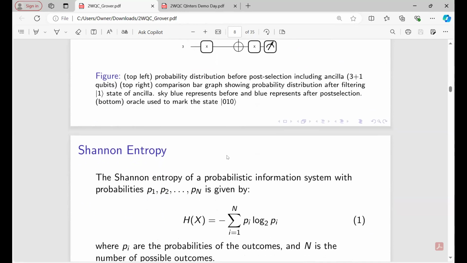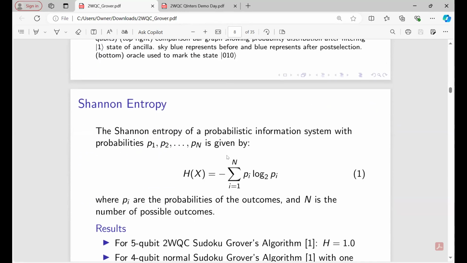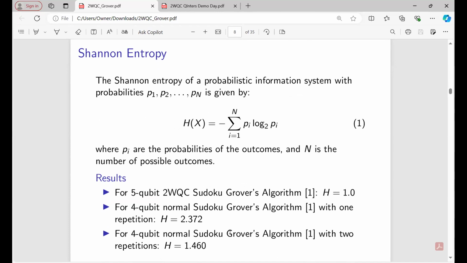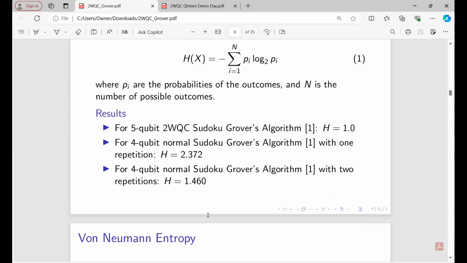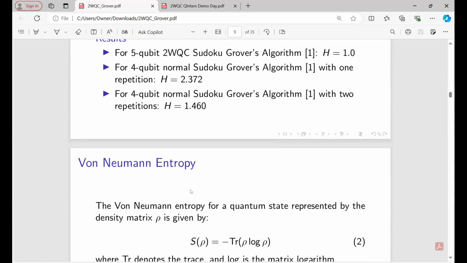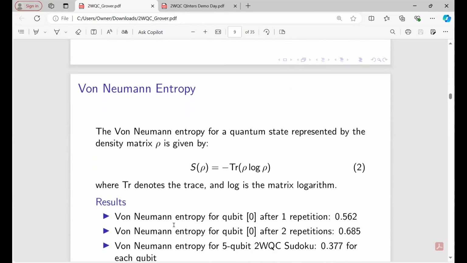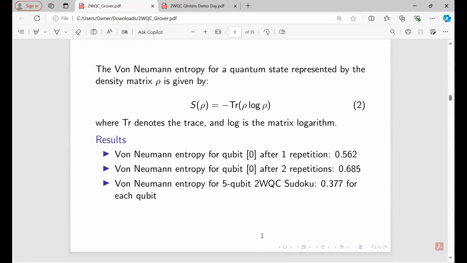And now on to the information analysis part. To start off, we went with a more classical term of entropy, Shannon entropy, and we calculated that between the two-way quantum computer Sudoku Grover's algorithm and the normal Grover's algorithm that was shown in the paper done by Gabe Celesta. We also tested von Neumann entropy given by this formula, and tested it between, again, the regular quantum computing algorithm and the two-way quantum computing one.